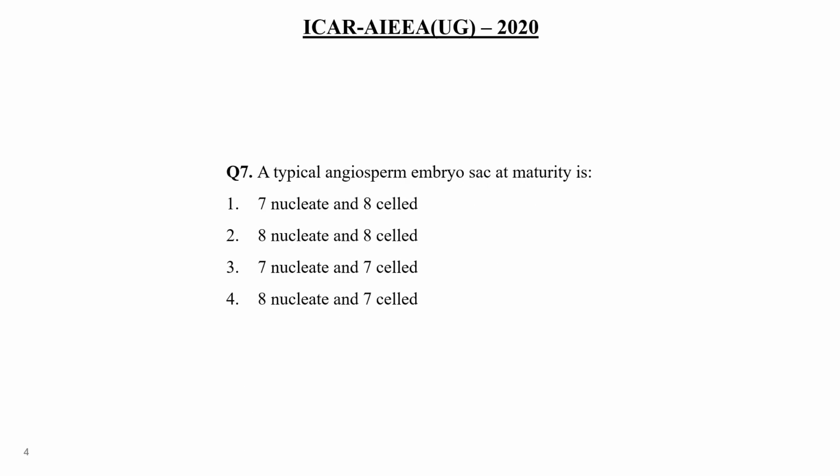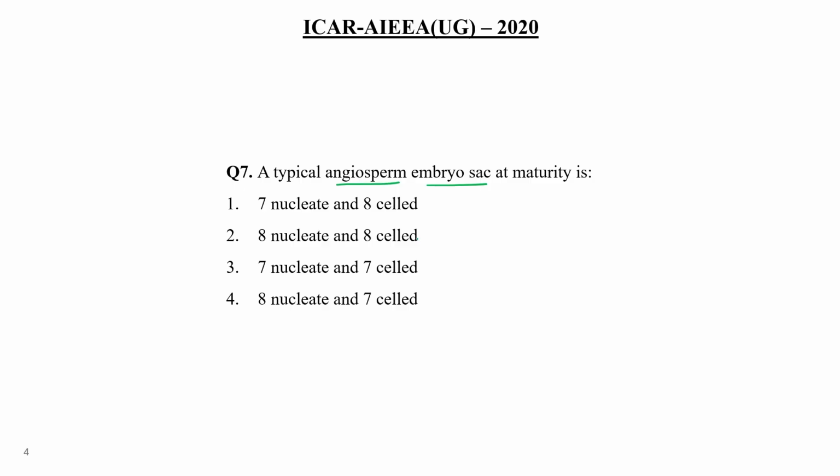A typical angiosperm embryo sac at maturity is 7 nucleated and 8 celled, 8 nucleated and 8 celled, 7 celled and 7 nucleated, or 8 nucleated and 7 celled. It's a very, very important question. We have discussed it during theory time. So quickly, just take 5 to 10 seconds. After that we will discuss the correct answer.